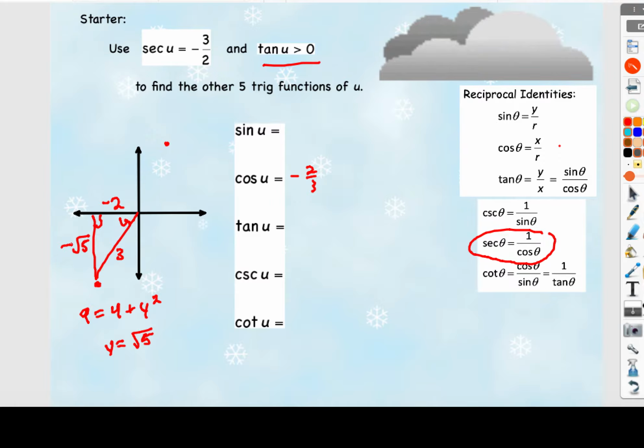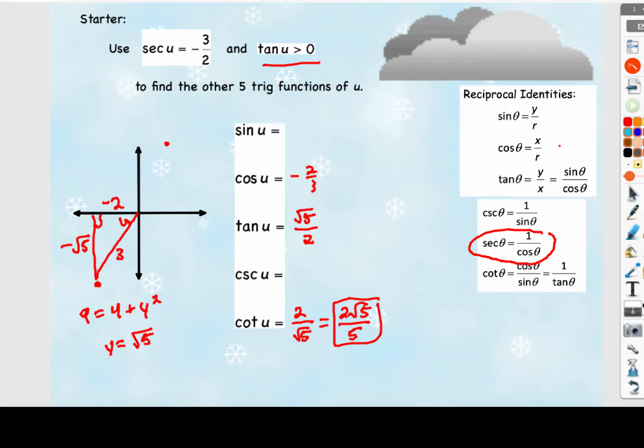Which again would still leave us tangent is positive. Well, tangent of u is the opposite over the adjacent, so that's √5 over 2. Having those two negatives cancel away. In that case, I can also find the cotangent. Let's take the reciprocal, 2 over √5, multiplying the top by √5 and the bottom by √5. We can get ourselves the value of the cotangent.